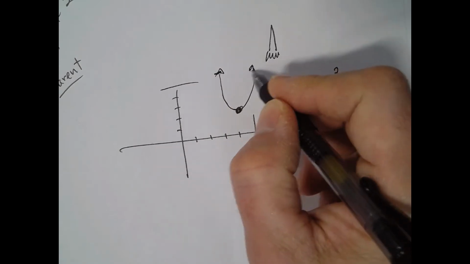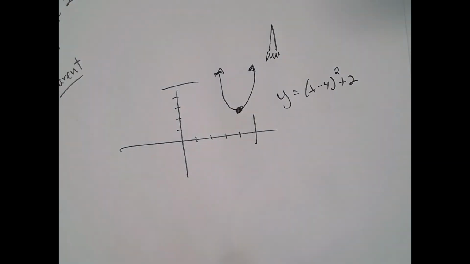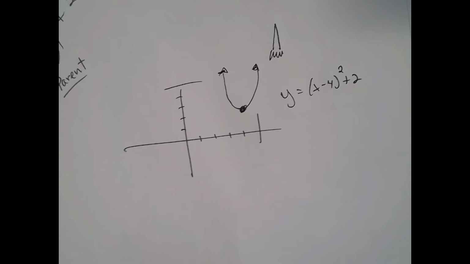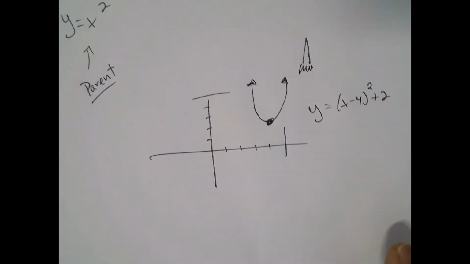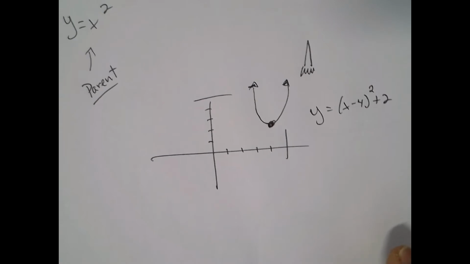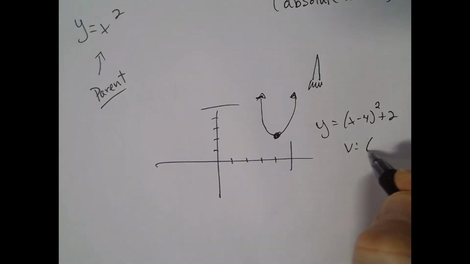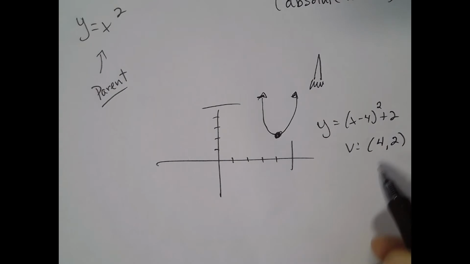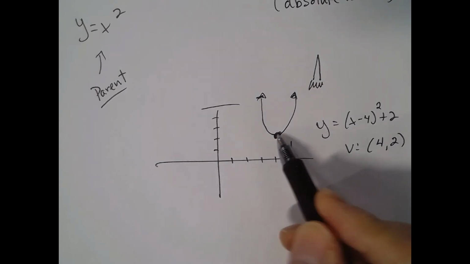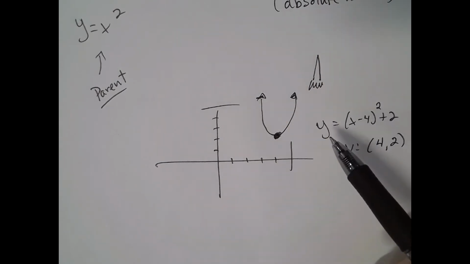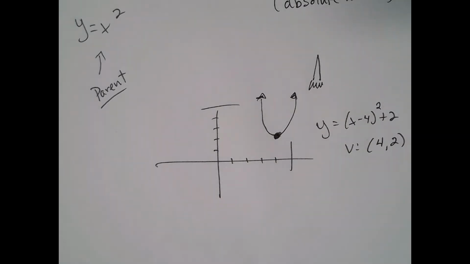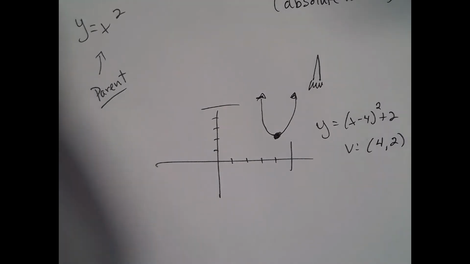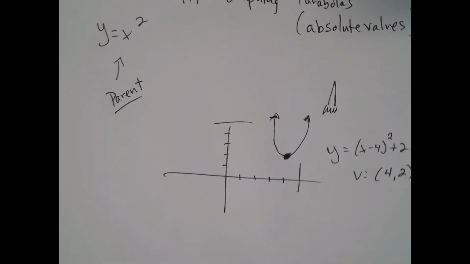The way we're doing it, we're not going to make a huge table right now. I want you to be able to find that point where the vertex is (4, 2), and then this parabola opens up, and it's just a normal shape. All right, there's a couple more things that a parabola could do.